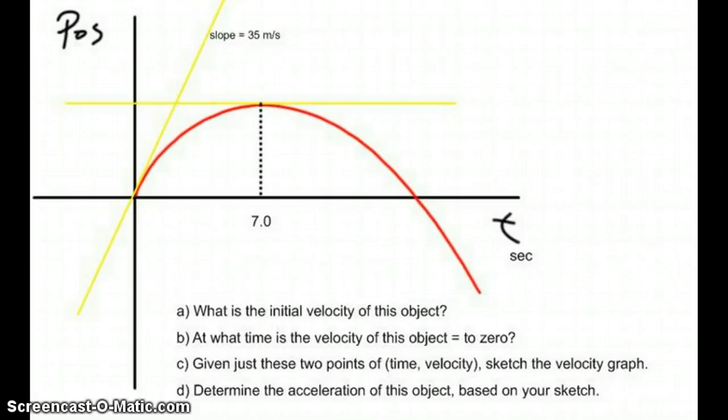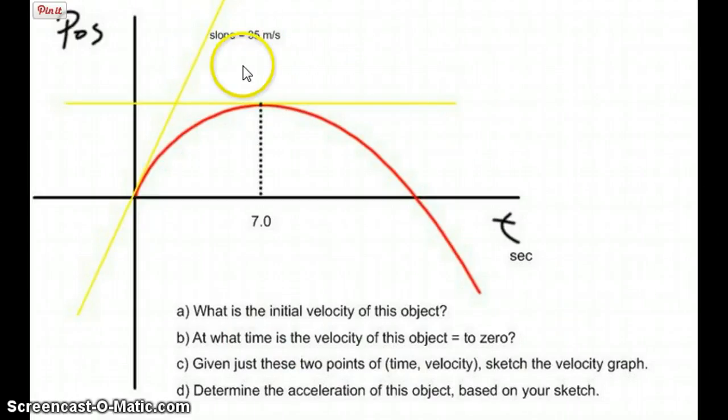Had I given this particular problem on the day before the break, or even a day or two from now, I might have just given this position versus time function and asked the students to come up with a velocity graph and an acceleration. But I thought it might be wise to break it up into some smaller questions, and so question A says, "What's the initial velocity of this object?" and question B says, "At what time is the velocity of this object equal to zero?"